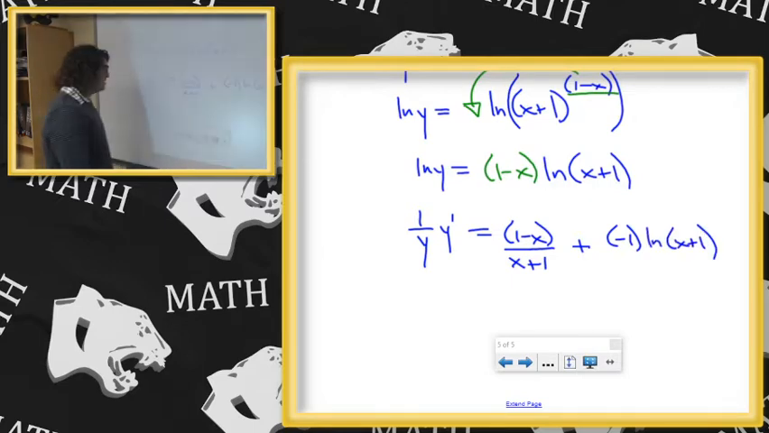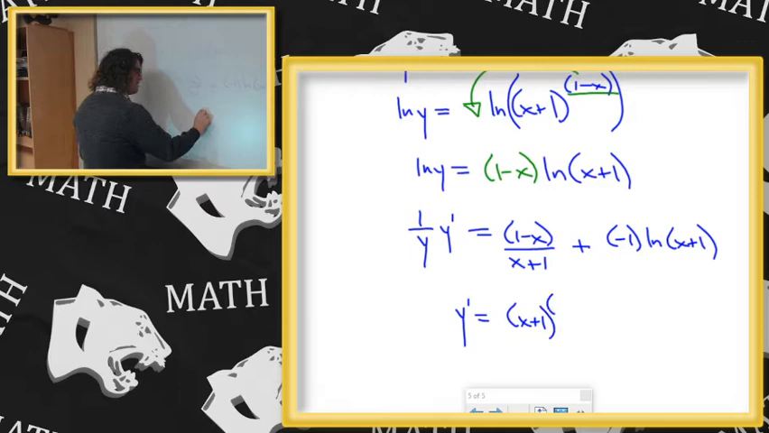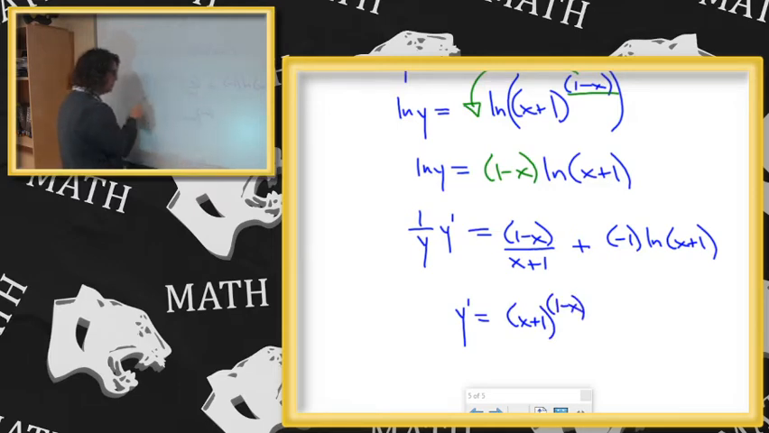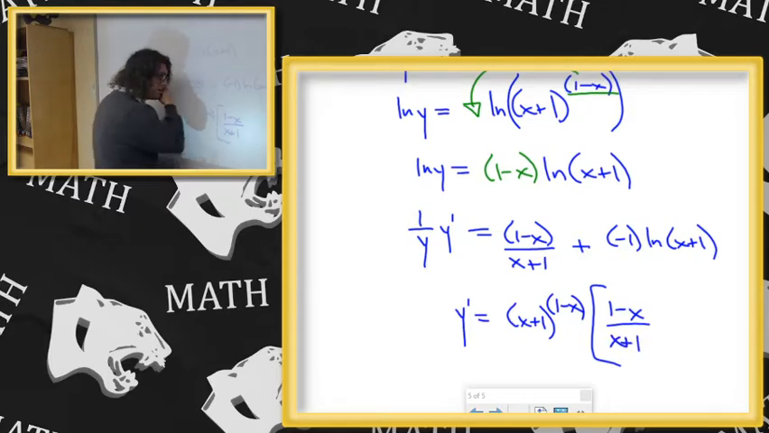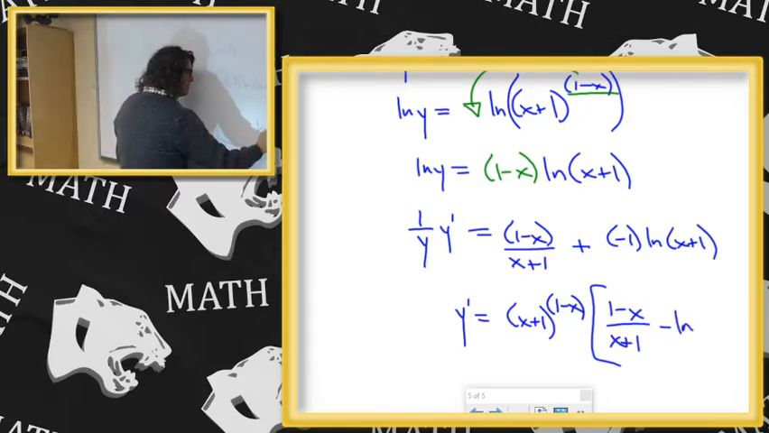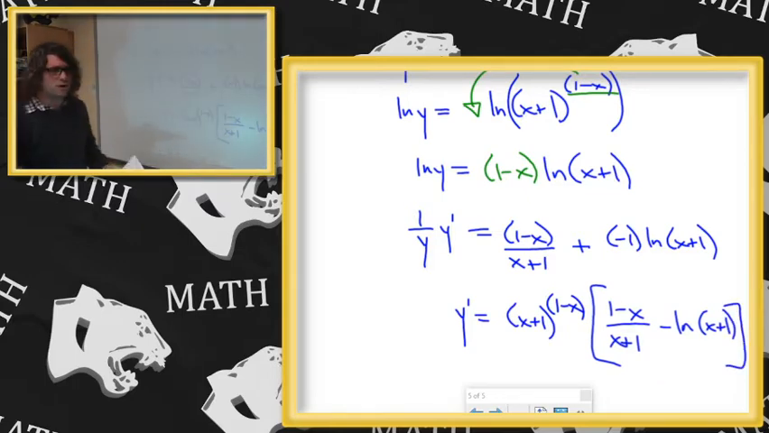And so again, I guess I should rearrange it at least for y prime. So y prime is equal to y, which is the original x plus 1 to the power of 1 minus x. That's what the y was here, and multiply back up onto the other side, times the rest of this stuff here, which I will take the time to write down, (1 minus x) over (x plus 1) minus ln of x plus 1. All right, so that is question 1.